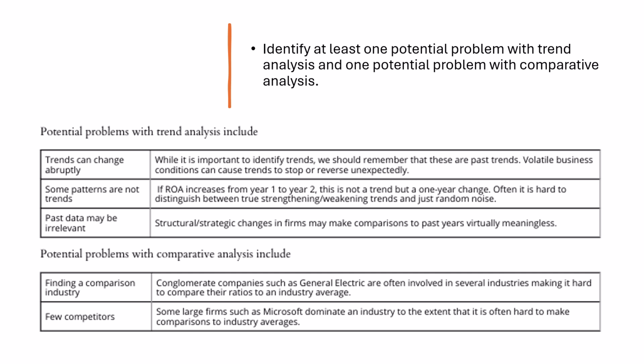Potential problems with comparative analysis include finding a comparison industry. Conglomerate companies such as General Electric are often involved in several industries, making it hard to compare their ratios to an industry average. Few competitors: some large firms such as Microsoft dominate industry to the extent that it is often hard to make comparisons to industry averages.